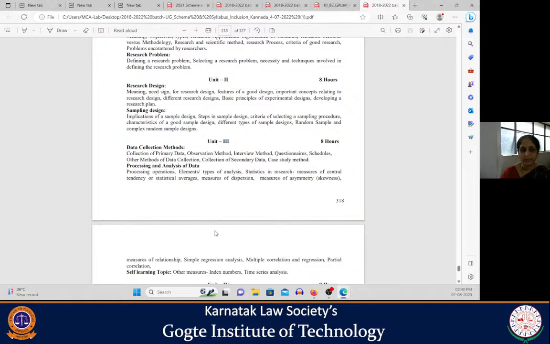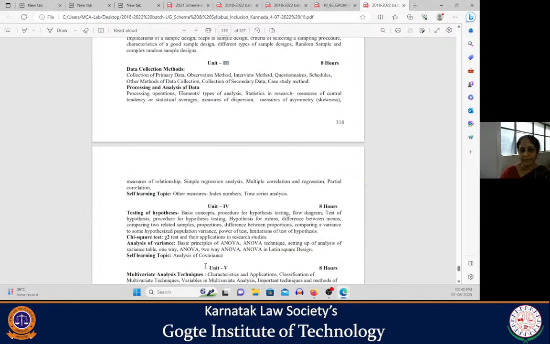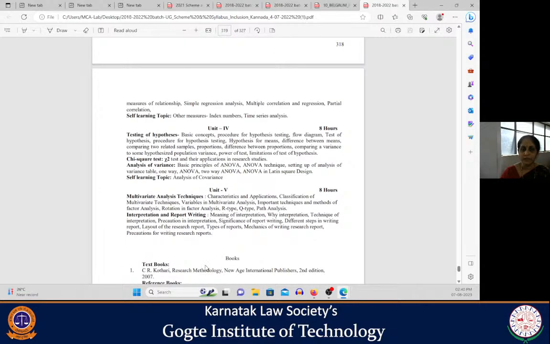How do we analyze the data? Basically, using statistics in research, which is very essential in today's requirements. The 4th unit and 5th unit are totally concerned with the numerical part of handling and analyzing the data, which includes testing of hypothesis, chi-square test, analysis of variance, and Unit 5 includes multivariate analysis techniques, interpretation and report writing.